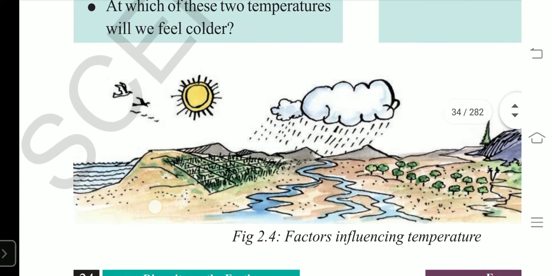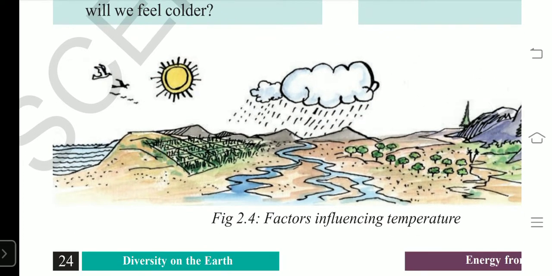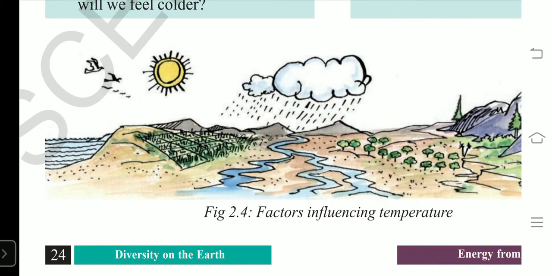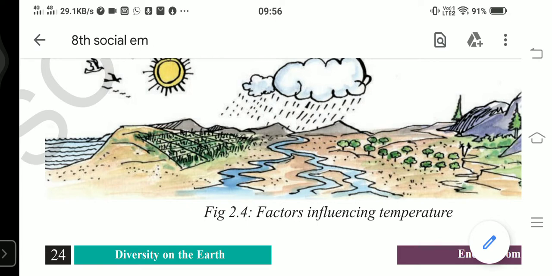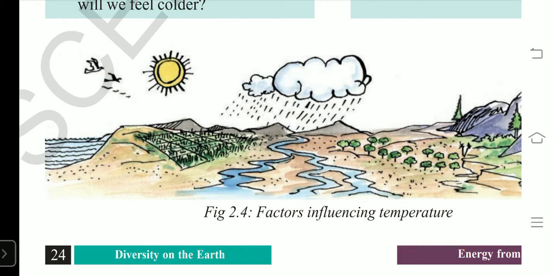Dear students, this is Figure 2.4 showing you the factors which influence the temperature, right? We are in Karimnagar, so what are the things which influence the temperature of Karimnagar? Suppose your home is at the side of a river, then there will be a change in the temperature. Some factors are there.